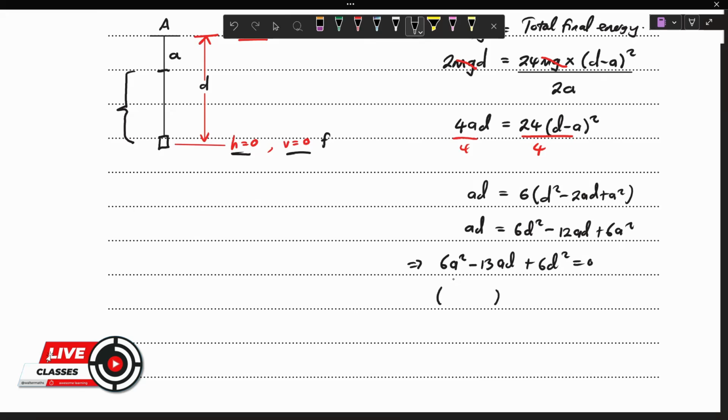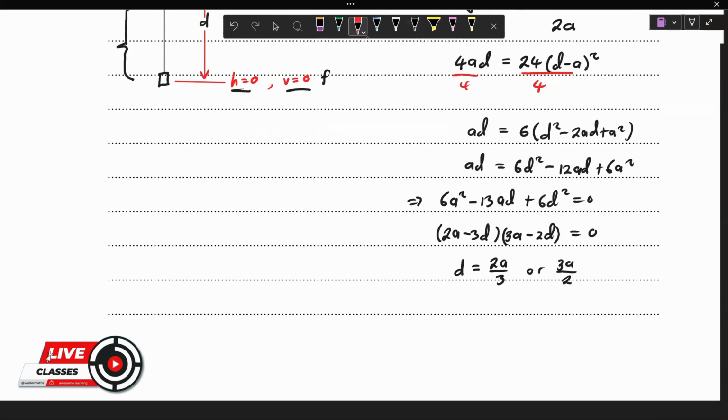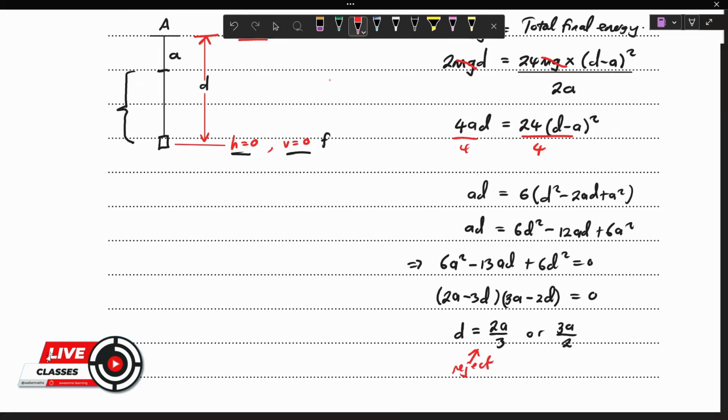And we are going to factorize, which will give us, if we factorize this, (2a minus 3d)(3a minus 2d). Let me write that properly. So I said here 3a minus 2d. So the possible values of d we will get then should be 2a over 3 or 3a over 2. Okay. So this is what we have here. Now we are going to reject this particular value, because d has to be greater than the natural length. Therefore, d has to have the value 3a over 2. So this is the solution here.